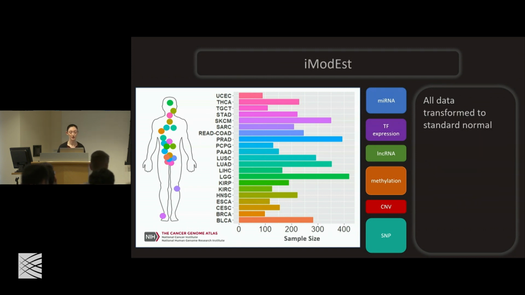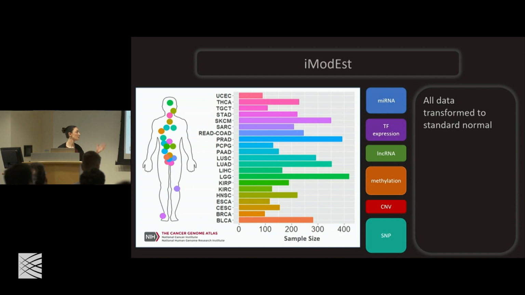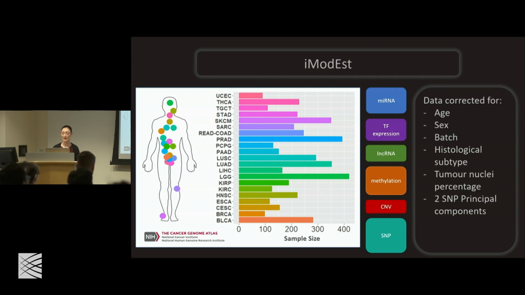And then all the data was transformed to a standard normal. So this is different for each of the data types. They follow a different distribution. So that step looked different in many of the different cases. And then the data was corrected for age, sex, batch, histological subtype, tumor nuclei percentages, as well as 2 SNP principal components. And these PCs were really important for us as well. So those are what we fit using PCR.